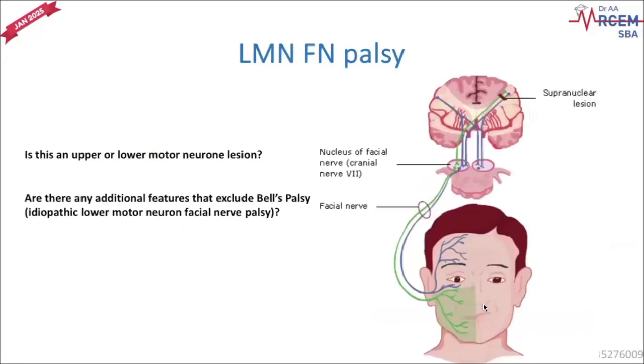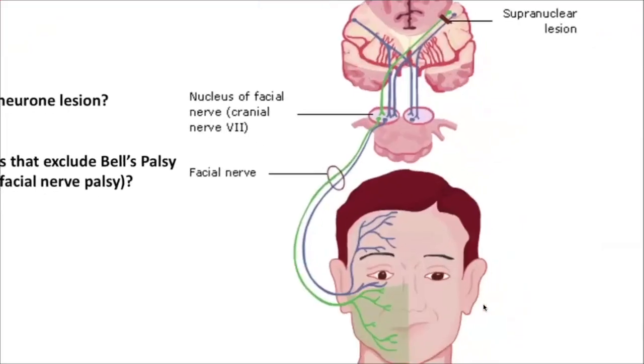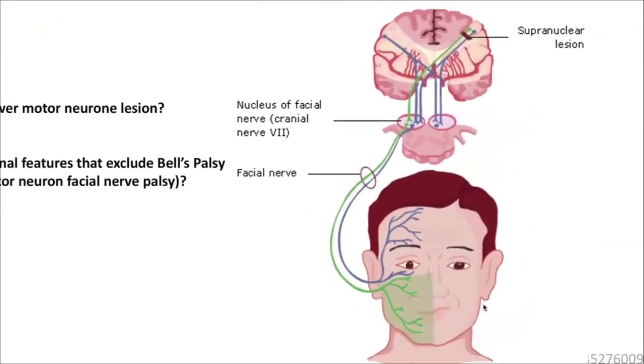Now, facial nerve palsy we'll be looking at. Facial nerve palsy can be an upper motor or a lower motor type. Mainly, we are talking about lower motor facial nerve palsy. How to differentiate between an upper motor and a lower motor facial nerve palsy? For that, you need to be aware of a little bit of anatomy.